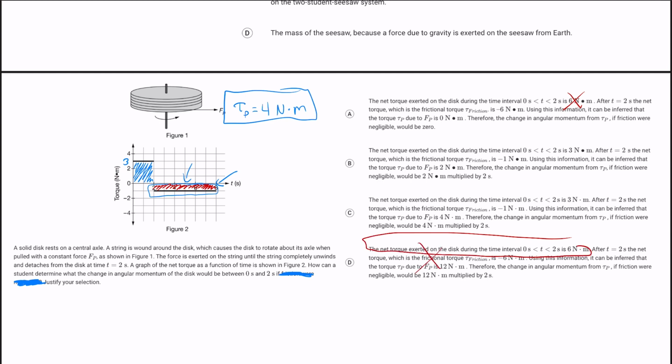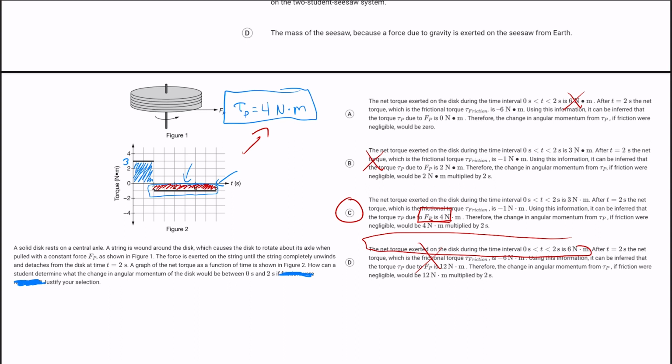So between B and C, the net torque exerted on the disk during the first 2 seconds is 3 Newton meters. That's true. After that, the net torque, which is the frictional torque, is -1. Okay, that's true. Using this information, it can be inferred that the torque due to the applied force is 2 Newton meters. No, we can see that it must be 4 Newton meters to counteract the -1 Newton meter of frictional torque. So B isn't correct. That leaves C, and you can see the correct answer here. The 4 Newton meters is the applied torque.